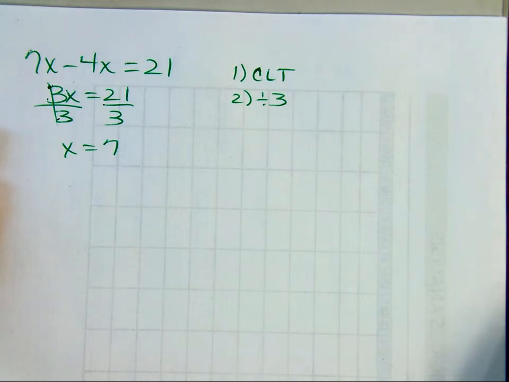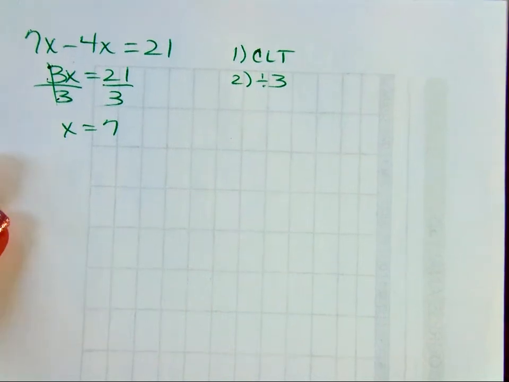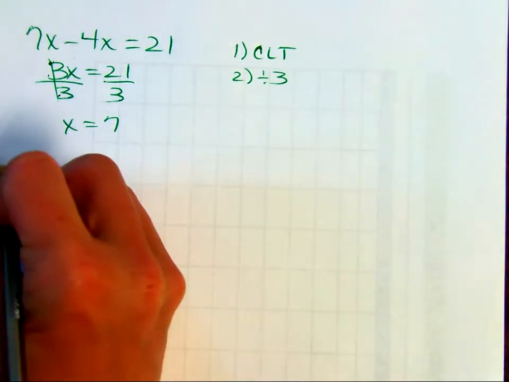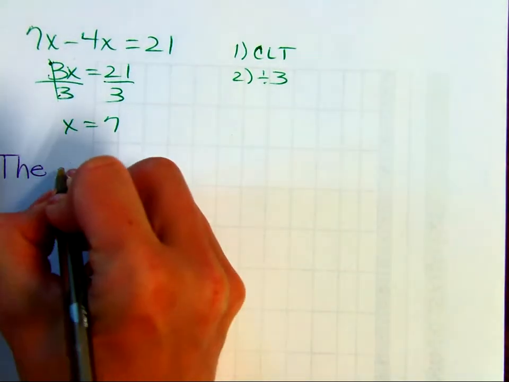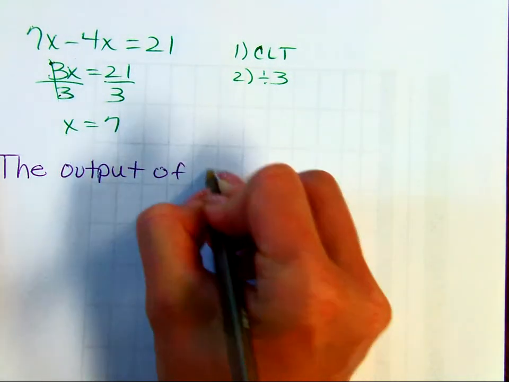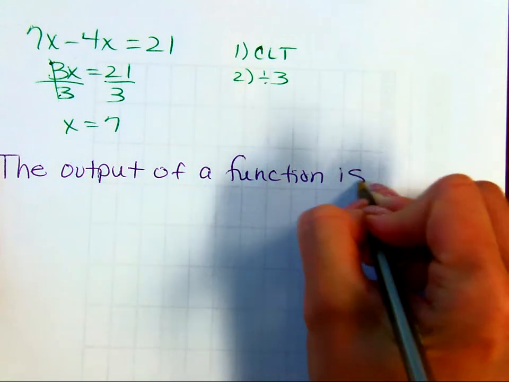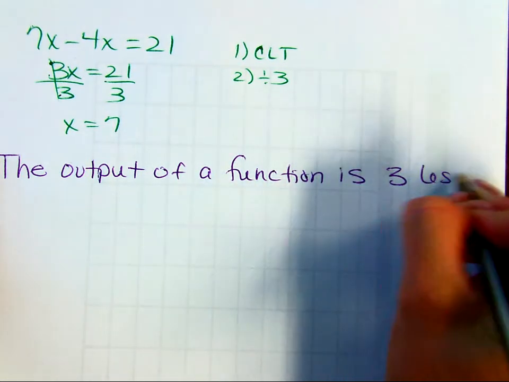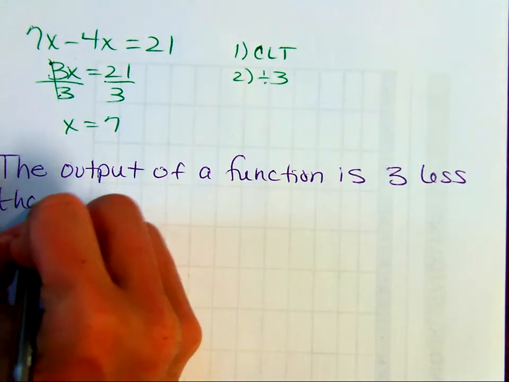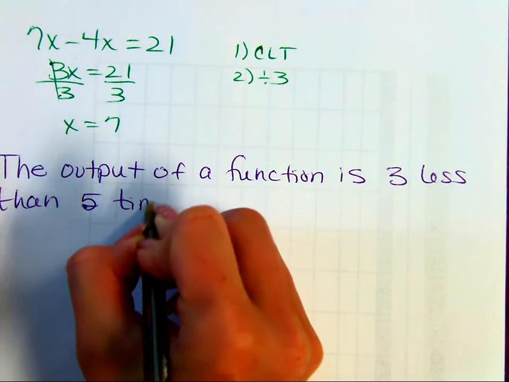Okay. All right. Then you're going to be given a few word problems. And the cool thing about this book is it always builds on what you already learned. So what did we learn to do in Chapter 1? Translate: the output of a function is 3 less than 5 times the input.